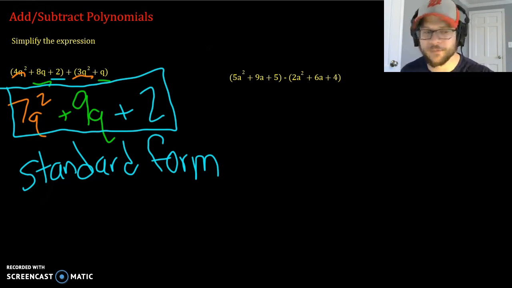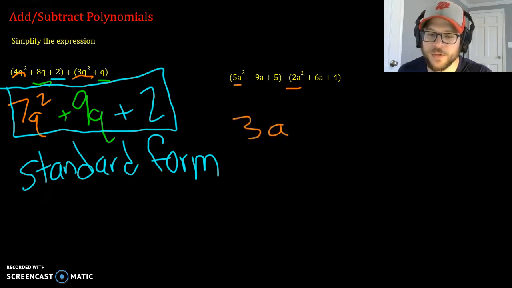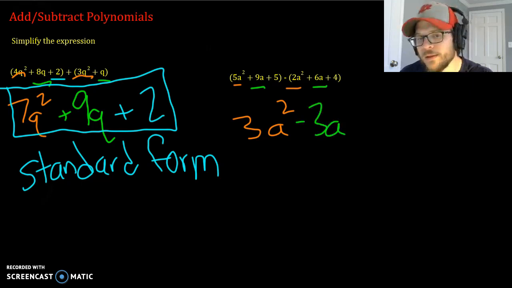Moving on to the next one, 5a squared plus 9a plus 5 minus 2a squared plus 6a plus 4. So since these are being subtracted, you're going to find your common terms, 5a squared minus a 2a squared, and this gives you 3a squared. We have a 9a minus a 6a, that gives us 3a. 5 minus 4 is a positive 1.